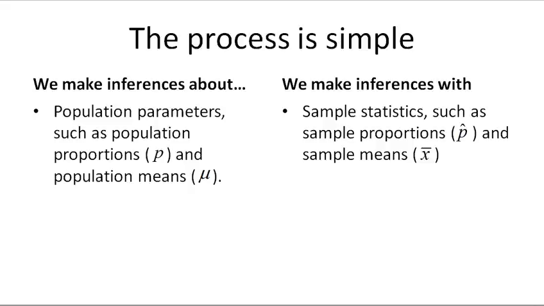So the whole process, like we've talked about in class, really makes a lot of sense. We don't know what the true proportion is, so we're going to use a sample proportion to try to estimate what that true proportion could be. Same thing: we don't know what the true mu is, but we can use a sample statistic, x bar, a sample mean, to try to estimate what that mu is. So again, we're trying to make inferences about population parameters with sample statistics. That's the whole idea of this entire overall unit.